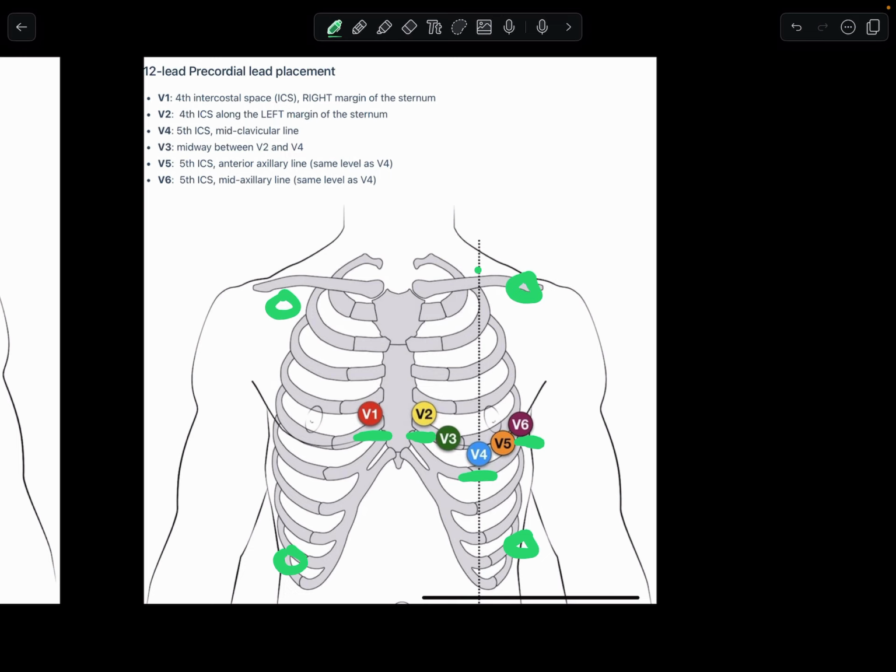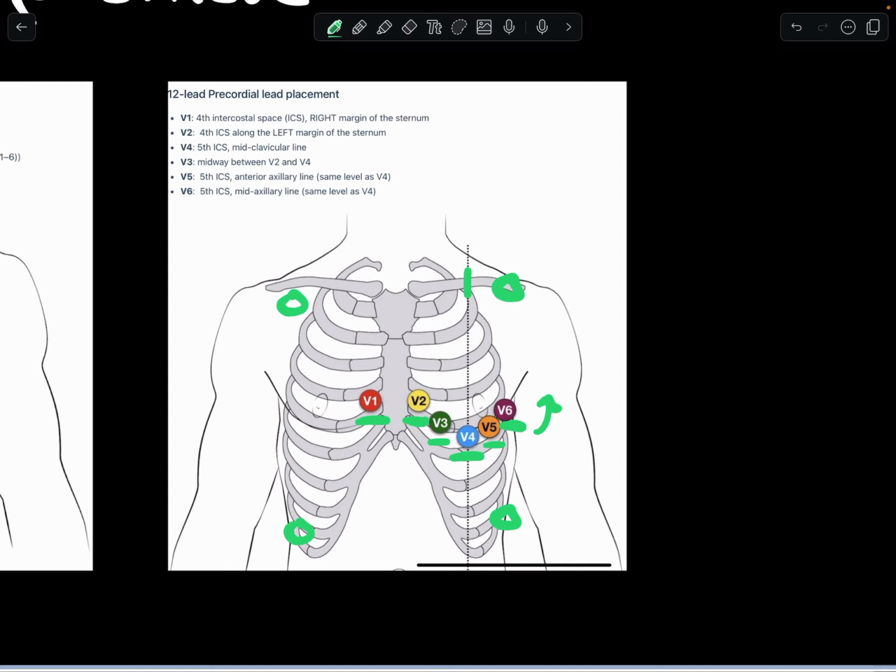V4 is placed in the 5th intercostal space in the midclavicular line. So that's pretty easy to see. And then V6 is placed at the same level as V4. It looks a little bit more superior in this picture, but that's just because the rib cage is wrapping around. But it's also placed in the 5th intercostal space in the mid-axillary line, so that's going to be at the most lateral point of the patient. And then from there, what I was trained, you can fill in the blanks by placing V3 in between V2 and V4, and V5 in between V4 and V6.